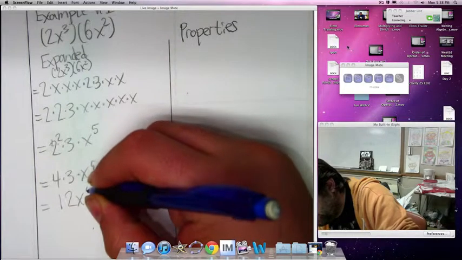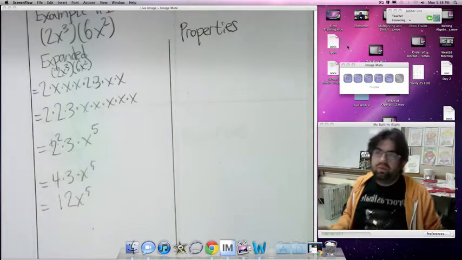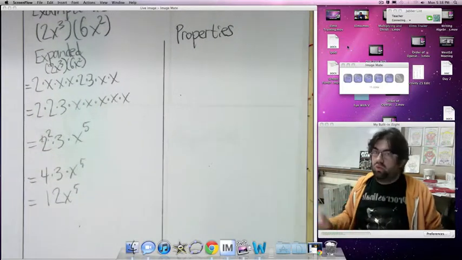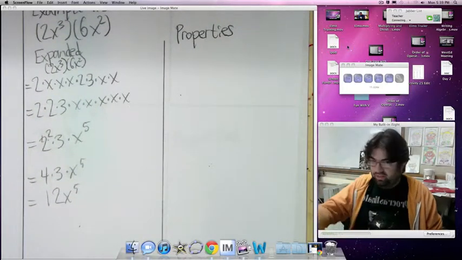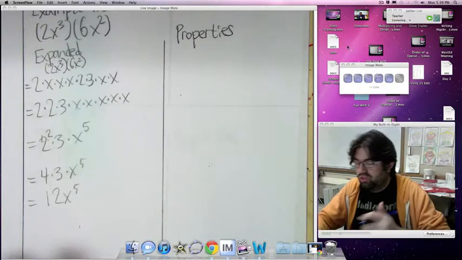X to the 5th power. And we're done. That's us going about it with the expanded notation. And there's nothing wrong with that. Sometimes that's just a lot nicer to go with. Let's go with the properties.